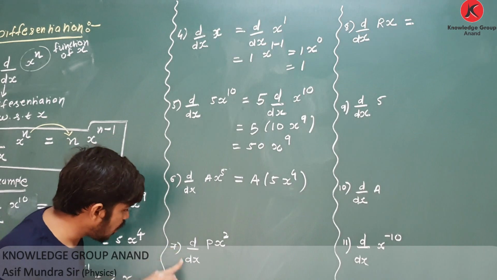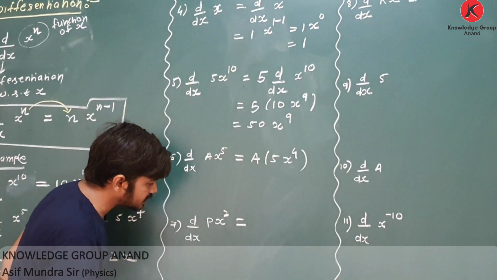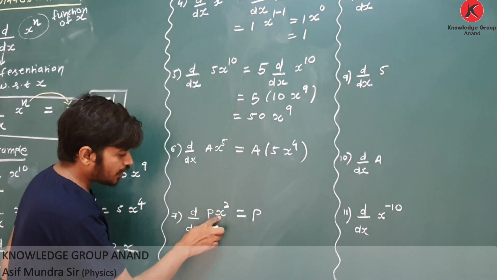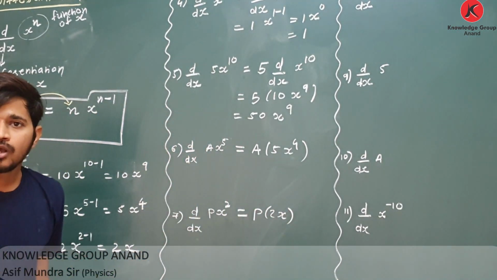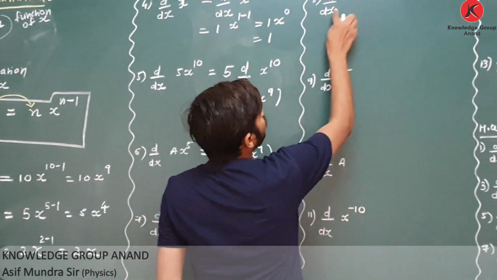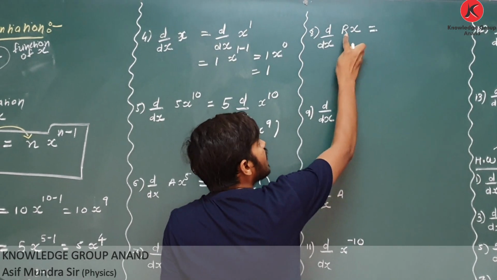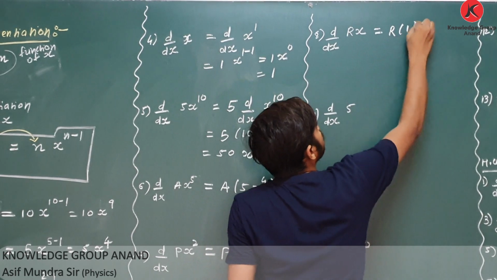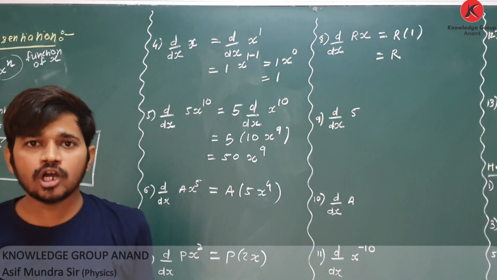Next term, d upon dx of px square. Differentiation is with respect to x. p is a constant, so p stays as it is. What is the differentiation of x square? It is 2x. Easy. In this term, d upon dx of rx, differentiation is with respect to x. Here you have the term x and r is the coefficient. r stays as it is. What is the differentiation of x? 1. Then your answer is only r.